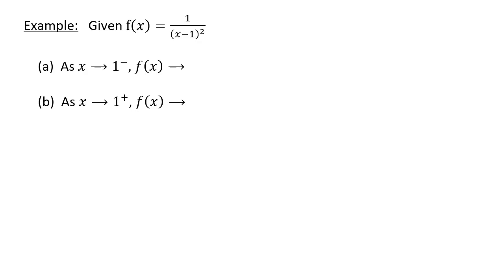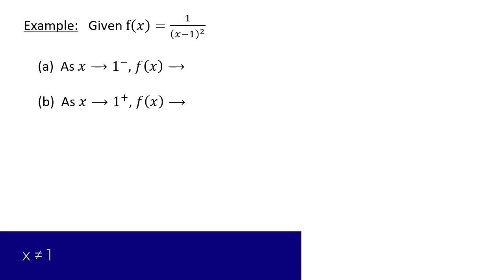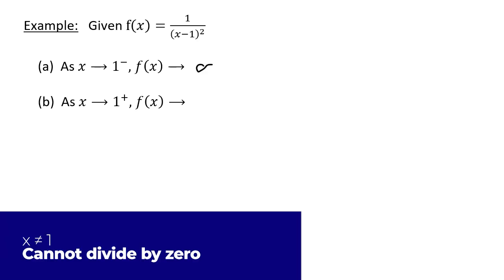So as x gets closer and closer to the number 1 coming in from the left, f of x, the y value, approaches positive infinity. We can never say x equals 1 because then we're dividing by 0.